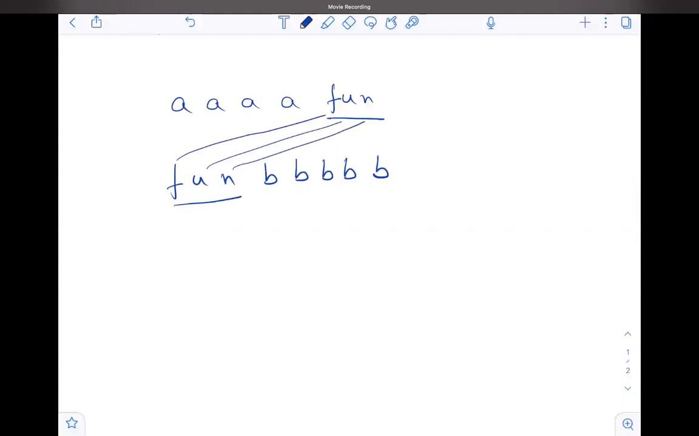Then what will you do after that? Delete B and add A. What will be the cost? So that would be 5 plus 4, 9. Do you think 9 is the right answer here?